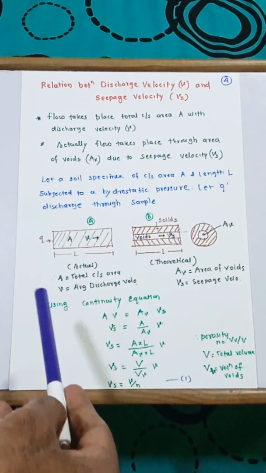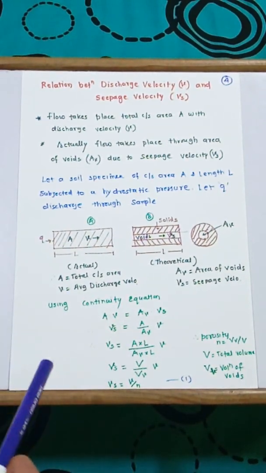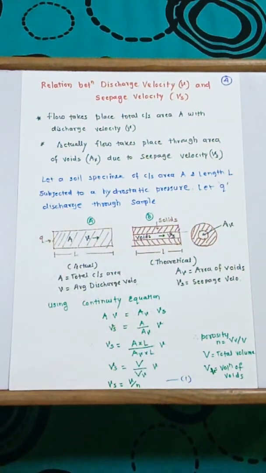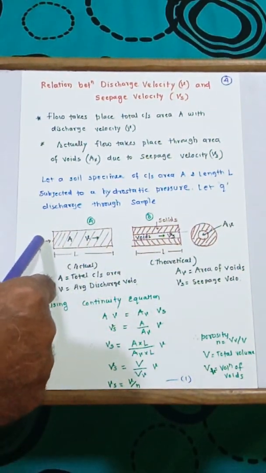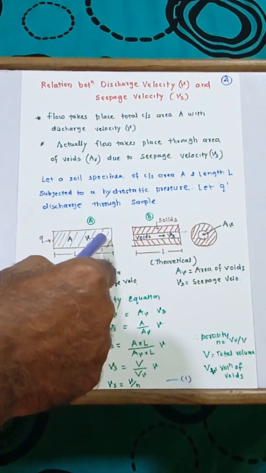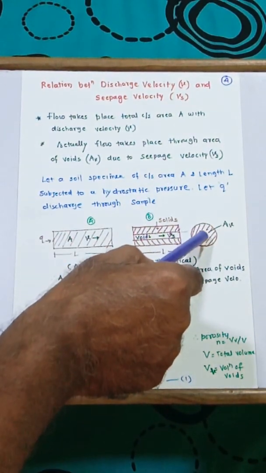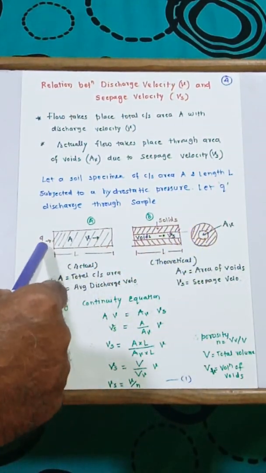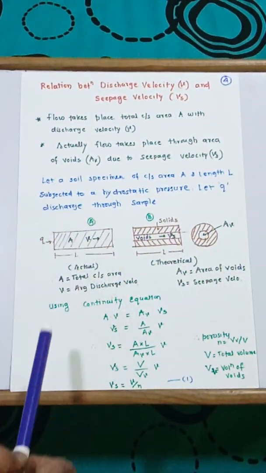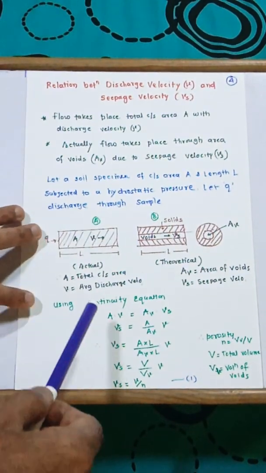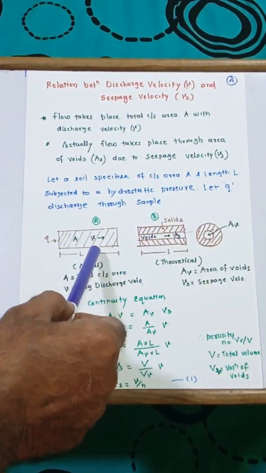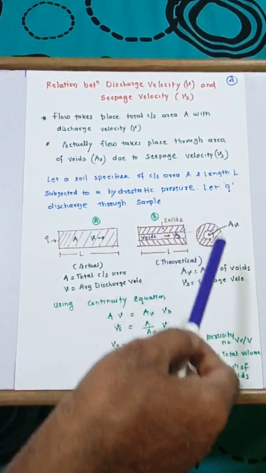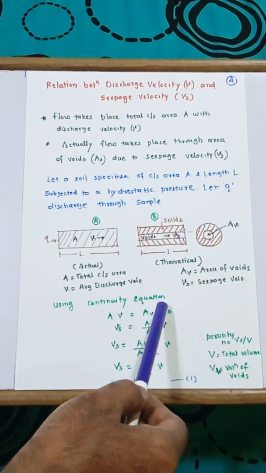Now all of you know the continuity equation. If I consider these two as connected, then whatever discharge takes place in the actual diagram, the same discharge takes place in the theoretical diagram. The discharge will be the same. So in the continuity equation, I take area into velocity in the actual diagram, and area of voids into the seepage velocity.